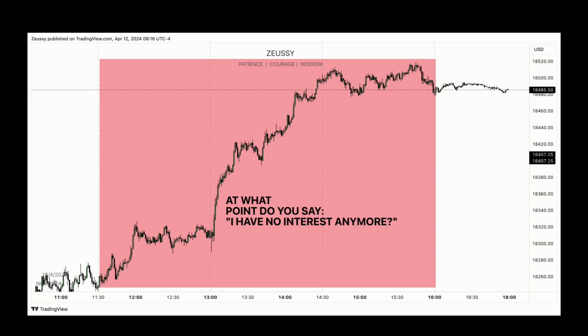The model is very precise and it's very specific to when there's an execution, when there's a setup, I should say, and when there isn't. And we need to see clear displacement. We need to see speed and velocity. Is there any speed and velocity to the downside inside of this whole leg higher? There isn't. And therefore, no shorts could have been taken.